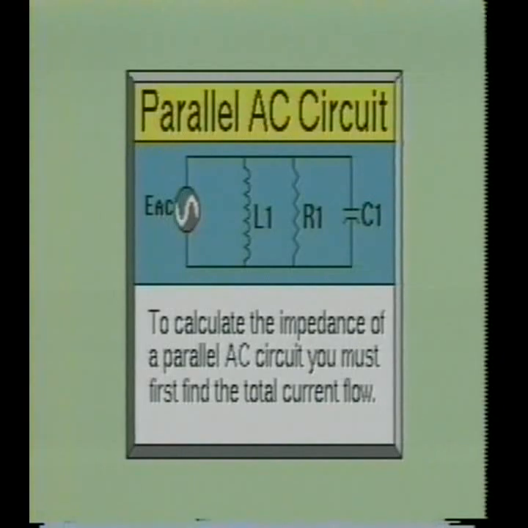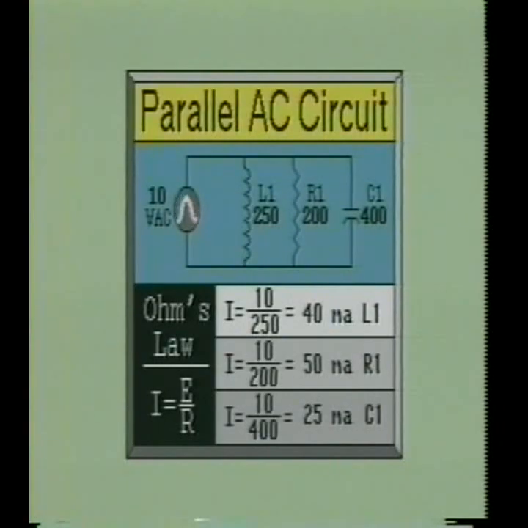To calculate the impedance of parallel connected components in an AC circuit, you must first find the current flow and then use Ohm's law, Z equals E over I. We have assigned values to the components in our circuit. To calculate the impedance of this circuit, we must first calculate the current flow through each component. We do this by using Ohm's law, I equals E over R.